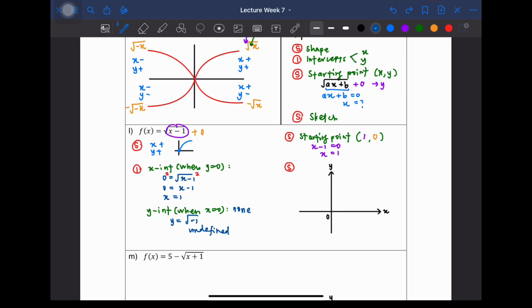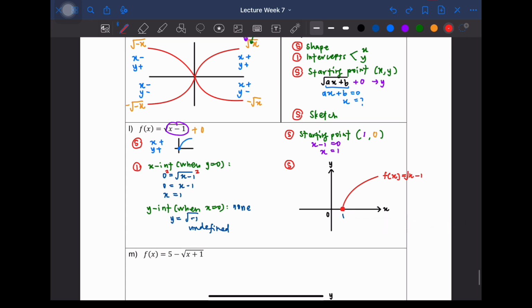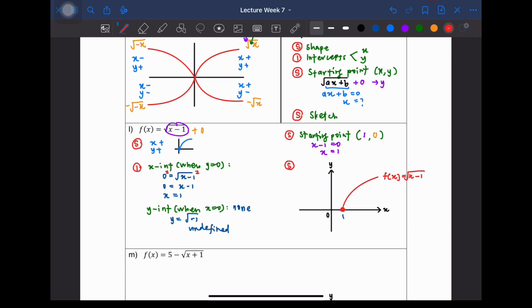Okay, so now use your pencil. So, the shape is bulat berwarna dekat sini. And then tarik dia ke atas like this. Ya, lebih kurang macam tu. Okay, and then label sahaja awak punya x-intercept 1. Don't forget to label your function as well. f(x) is equal to square root of x minus 1. Settle.